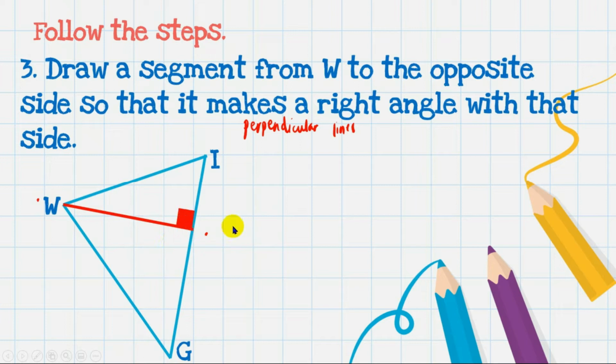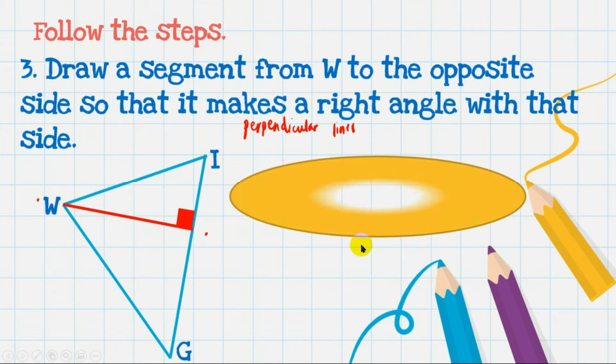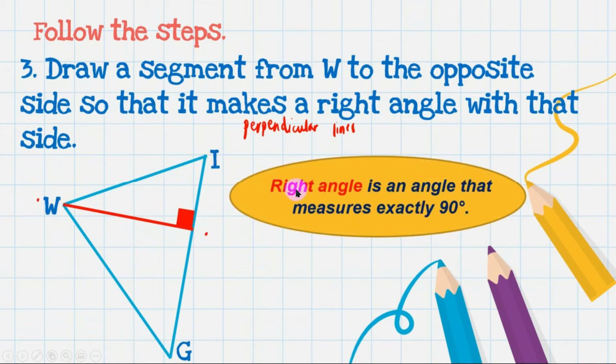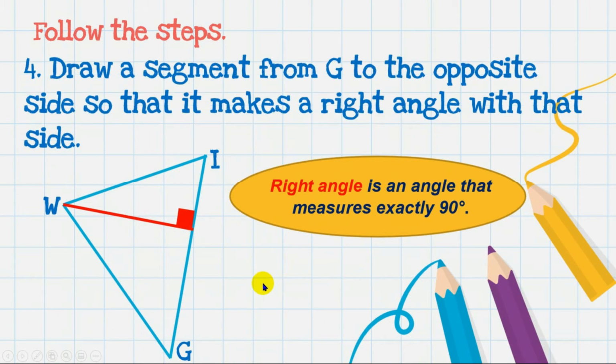At yan po yung unang perpendicular line segment na nagawa natin. So, itong line na ito ay perpendicular kay side IG. Again, pag sinabi nating right angle, 90 degrees, kaya po gumamit tayo ng protractor para mahanap natin yung 90 degrees na yon. Okay. Again, perpendicular lines ngayon yan, ha? Okay. Proceed tayo sa step number 4.